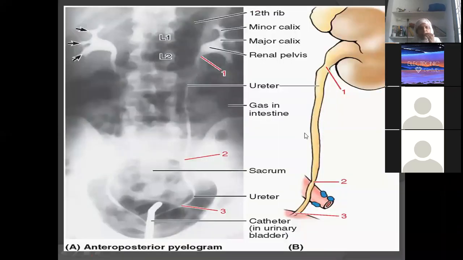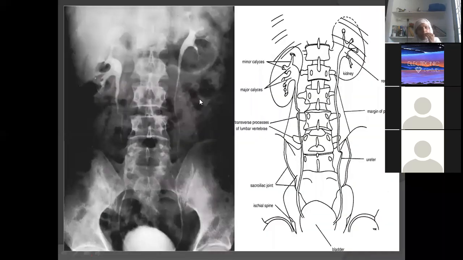Okay, and share this PowerPoint. You will nicely read. Slowly you will understand. So this is, can you see this dye which has filled this? Yes.